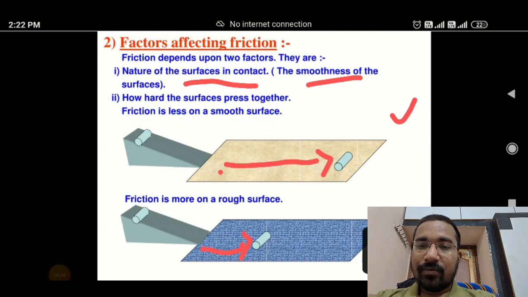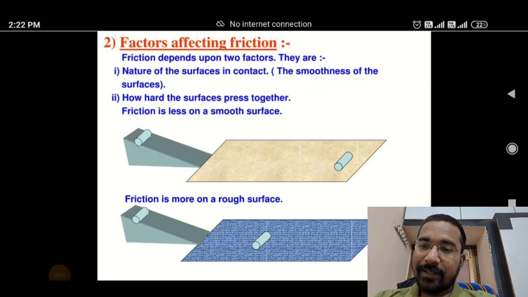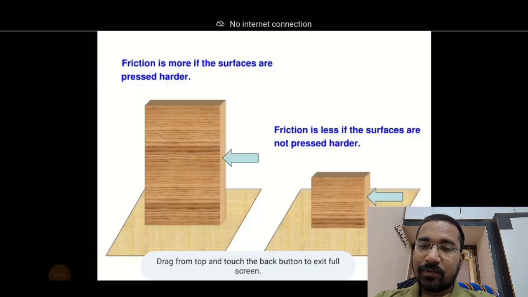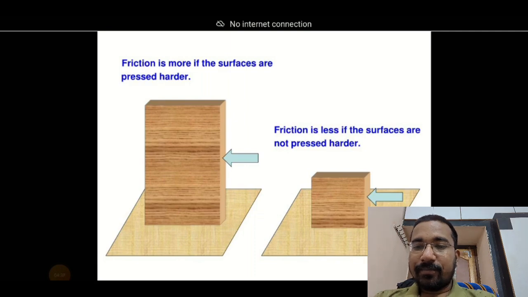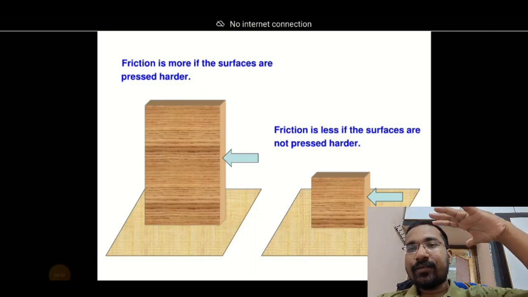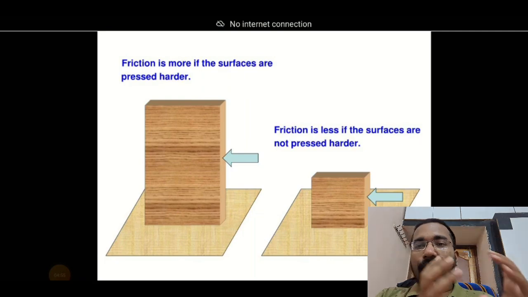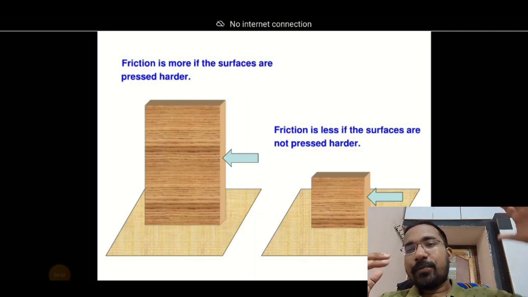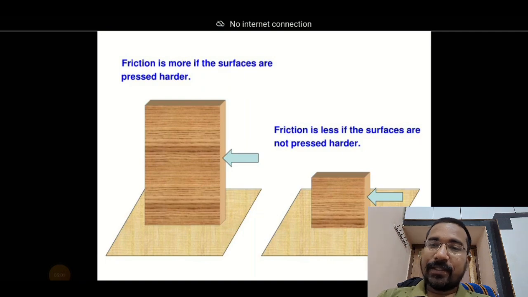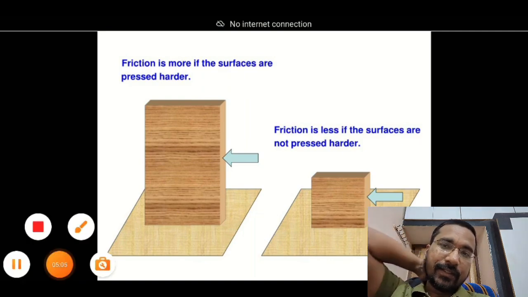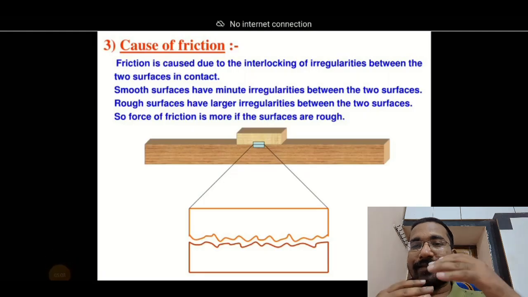If we roll down, it will go far away on a smooth surface. On a rough surface it will go only a little bit. Next, friction is more if the surface is pressed harder. When you push a moving object, it will slow down. Why? Because friction works. If you push harder, friction will work very hard. And if you push less, friction will work less.